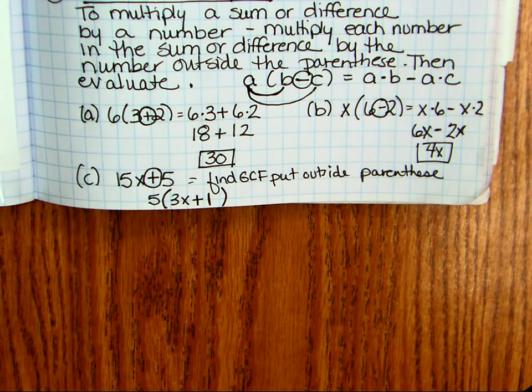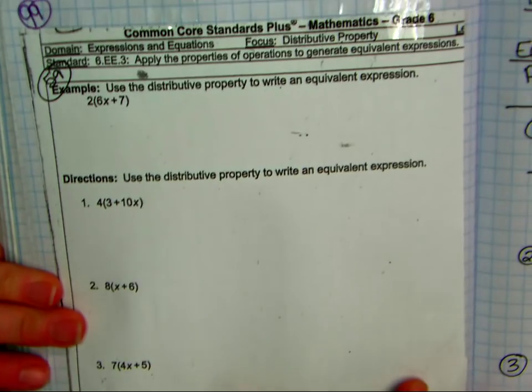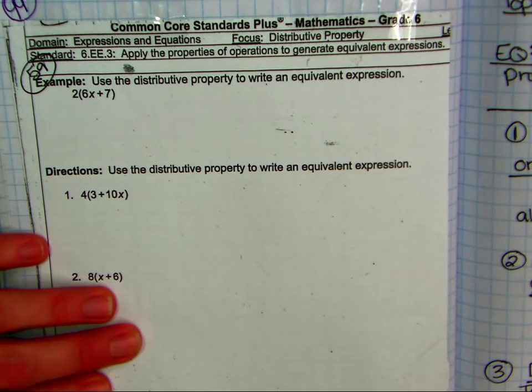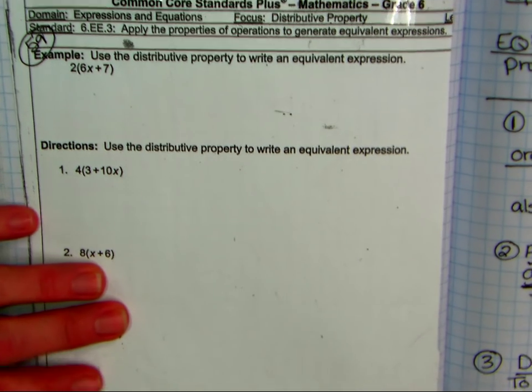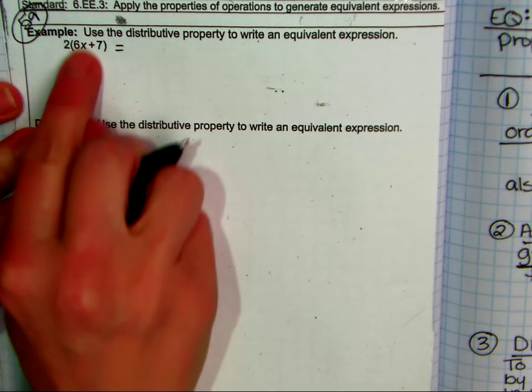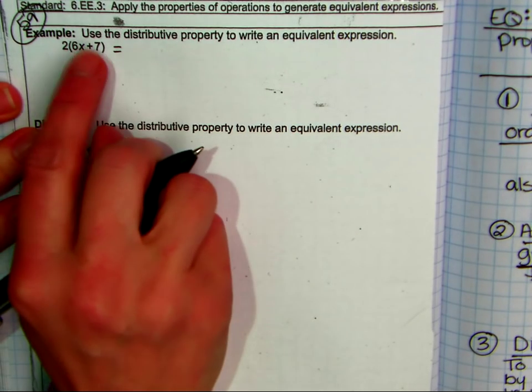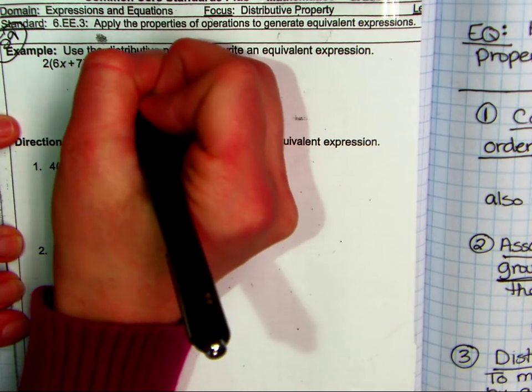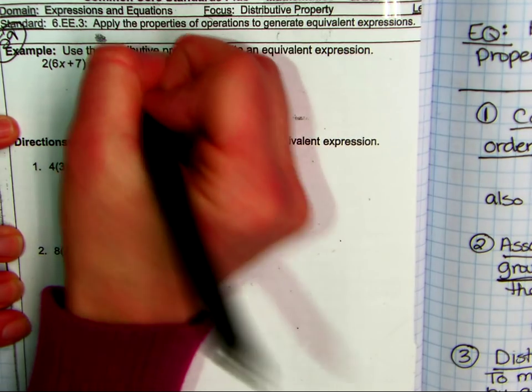Okay, guys? So we're going to go to page 99 and go over some of your examples. Over here on 99, it says, use the distributive property to write an equivalent expression. So remember, we go outside to the inside, keep your operation the same. Okay? So on this one, what is on the outside of the parentheses? 2. That's your factor. You're going to multiply that inside the parentheses.